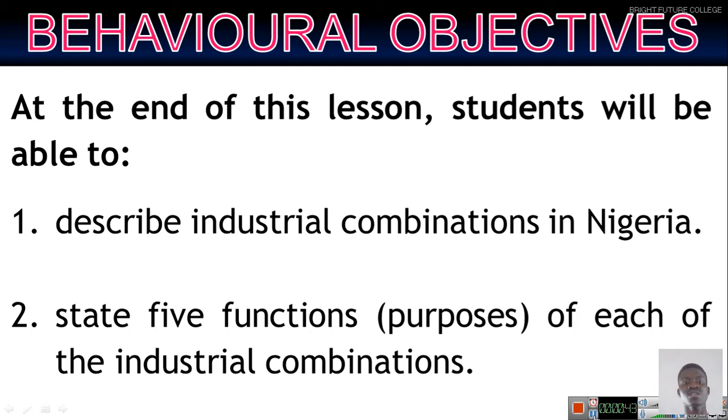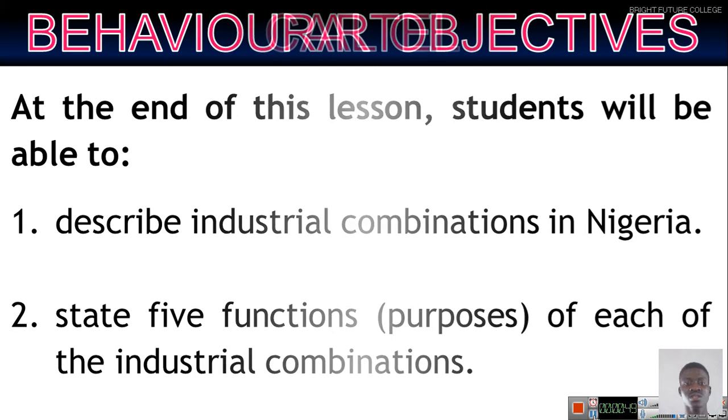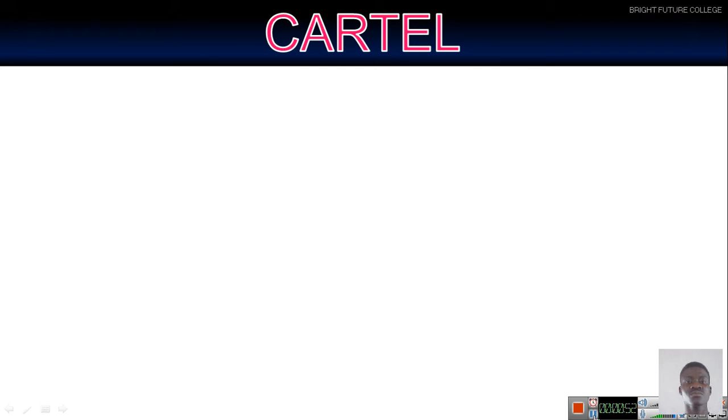When we are looking at the cartel, the trust, the consortium, we have the price range, forward integration and backward integrations. First of all, let's look at cartel.